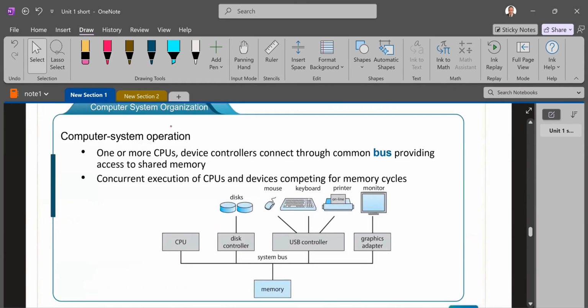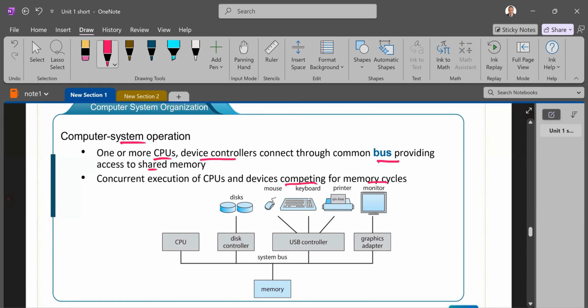Computer system operations. A computer system has one or more CPUs and device controllers connected through a common bus, providing access to shared memory. The devices are connected together through something called a bus. These devices are competing for memory.